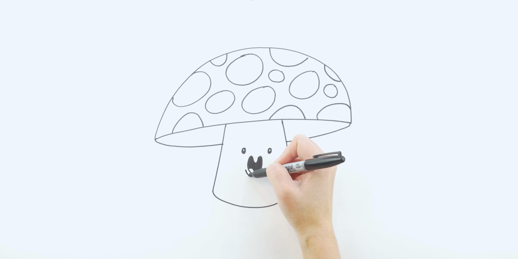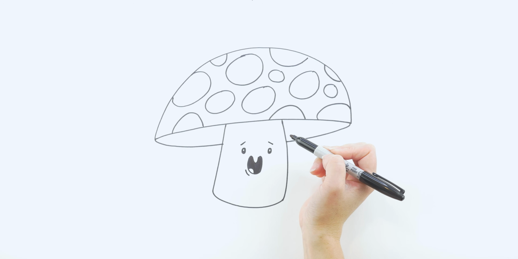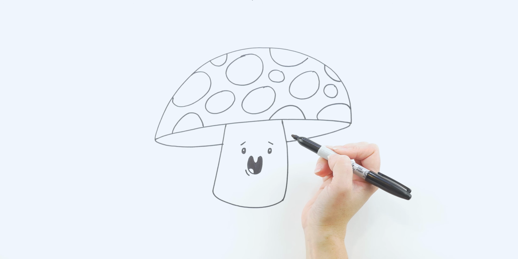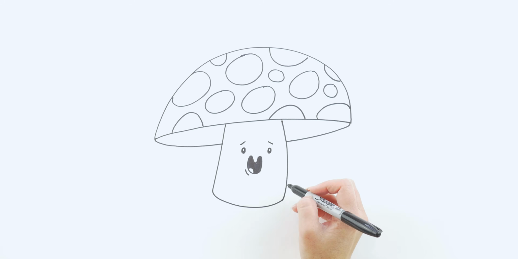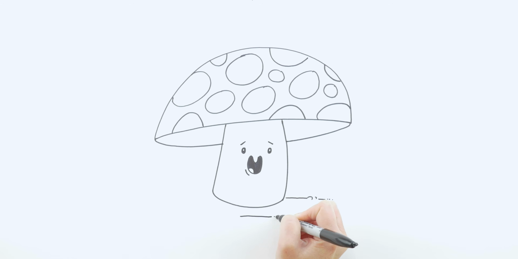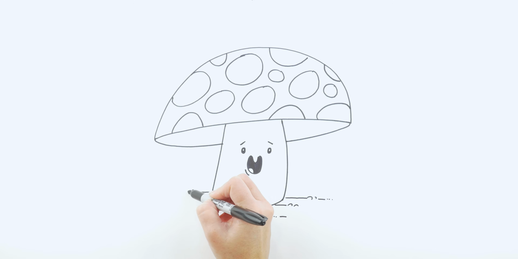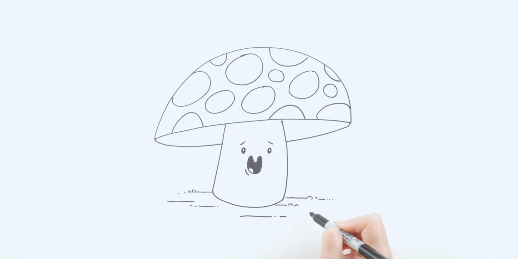And a couple little face details here. 2 eyebrows. And we want to indicate that this mushroom is on the ground, so we can add a couple lines with some dots around. It's probably in the dirt, so just a little bit of background texture here.